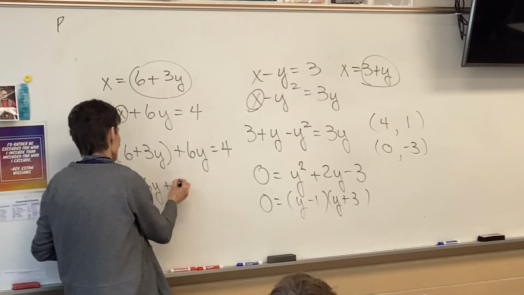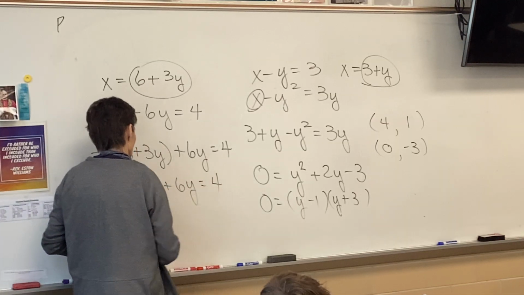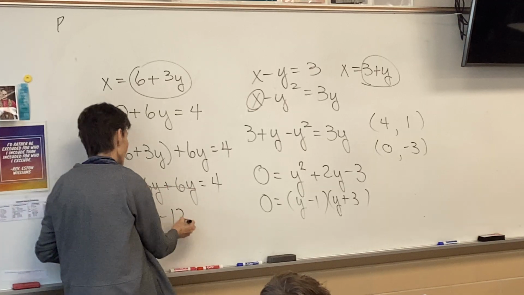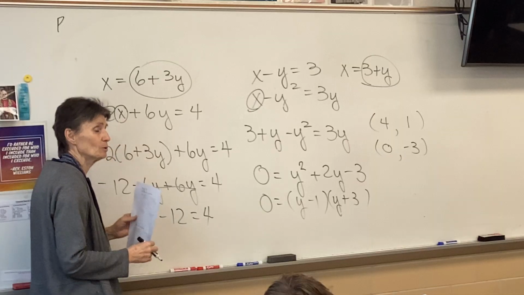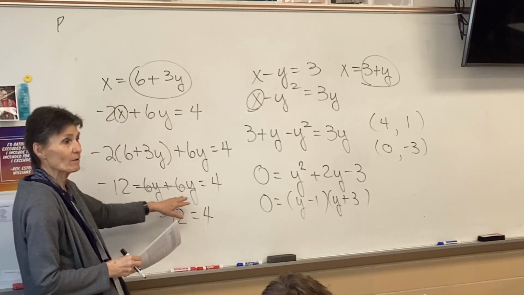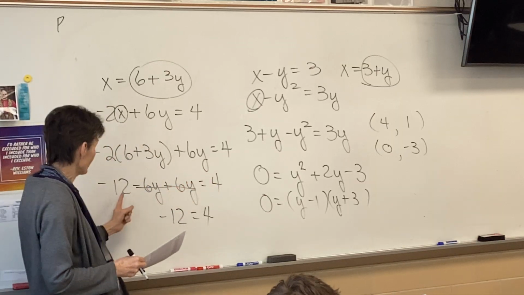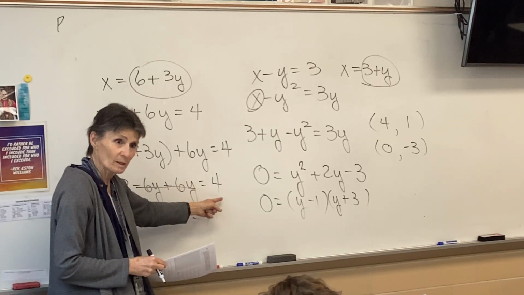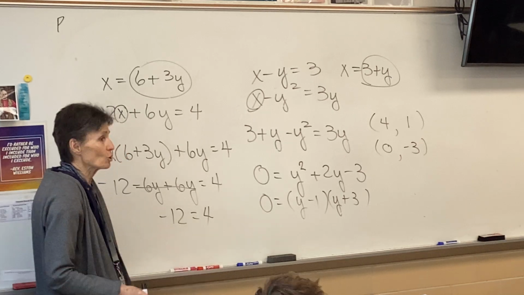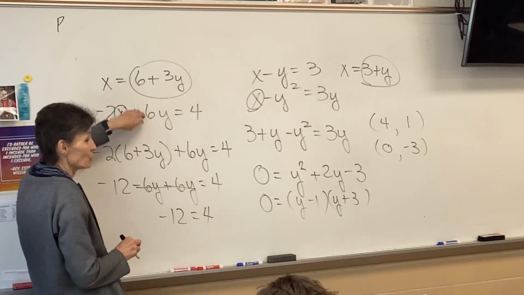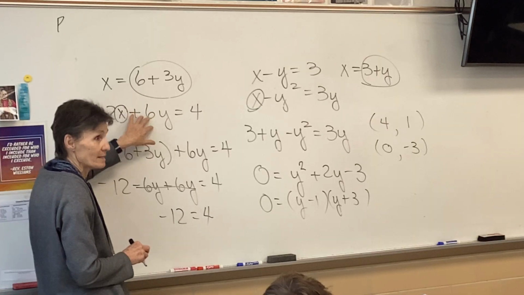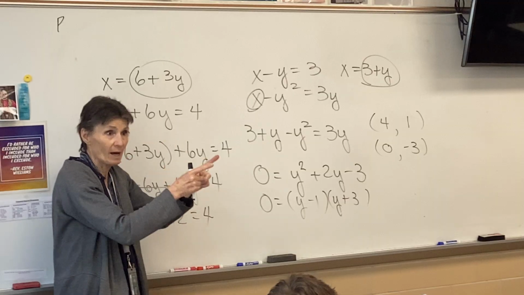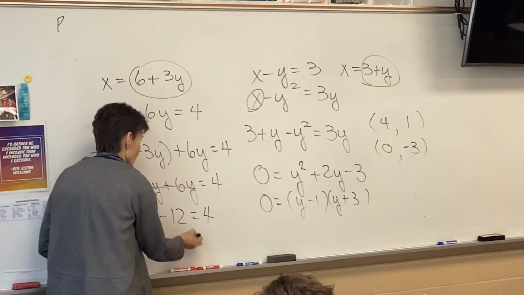Anybody notice anything? No solution? Yeah, it's no solution. I heard no solution, and you are absolutely correct. Because your variables disappeared, and you were left with -12 equals 4, which we know is not true. So what does that mean? That means whatever these two things were, and since they're lines, they're not intersecting, which means they must be parallel. These must be parallel lines, because they have no intersection.